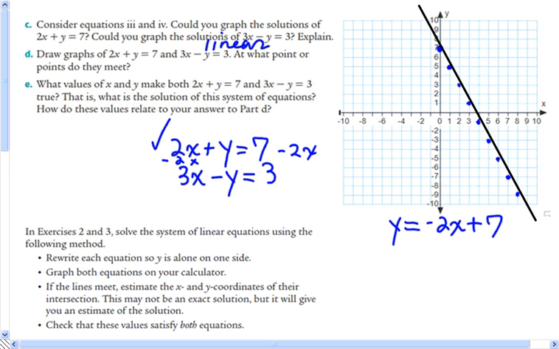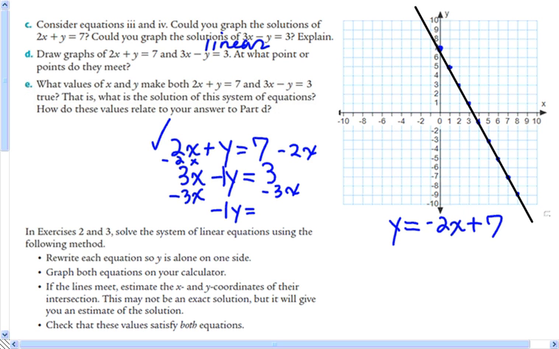That's pretty close. All right, now we're going to do the other equation, 3x minus y equals 3. I think to solve this one for y, remember this is negative 1y, so I'm going to take away 3x from both sides. Now we have negative 1y is equal to negative 3x plus 3. Divide both sides by negative 1, and I get y is equal to 3x minus 3.